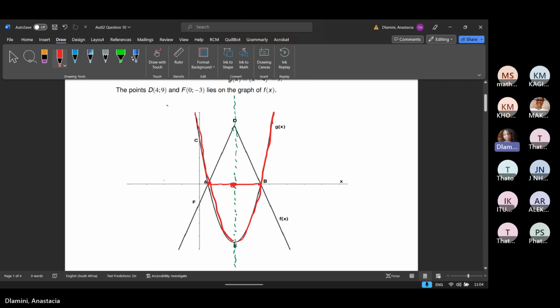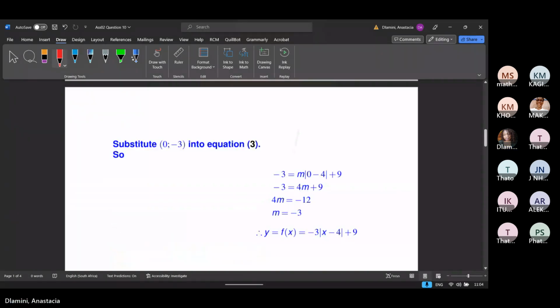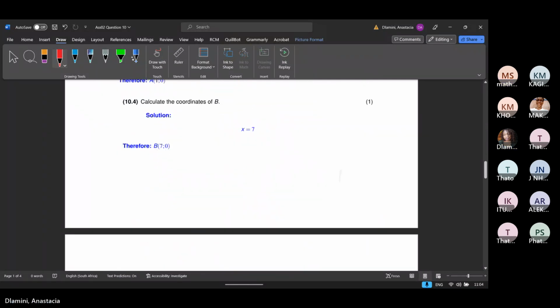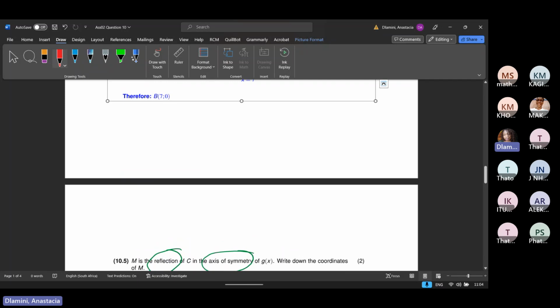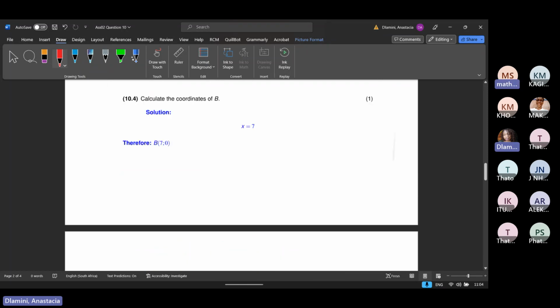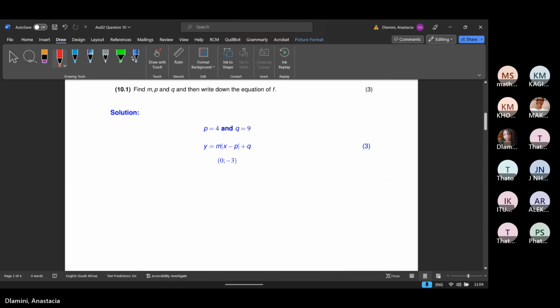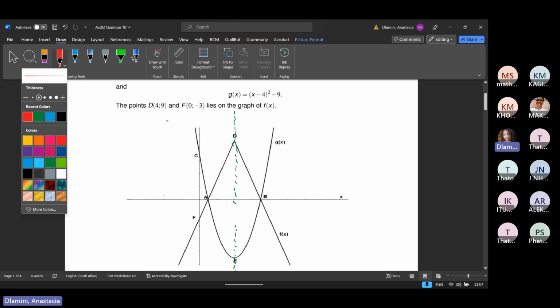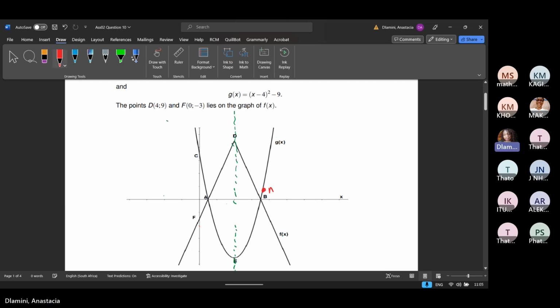So now, what are they saying in this question? Let me slow down. In this question, they say that M is the reflection of C in the axis of symmetry of G. Write down the coordinates of M. So meaning that M will be here. This is M. This is what my heart tells me. Am I correct? Who agrees with me or not?